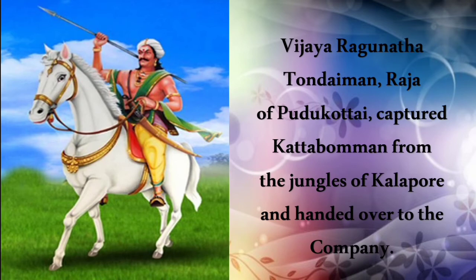Vijaya Raghunandha Tondaiman was the Raja of Pudukkottai. He captured Kattabomman from the jungles of Kalapur and handed him over to the company. So the Raja of Pudukkottai, Vijaya Raghunandha Tondaiman, captured Kattabomman and handed him over to the British East India Company.